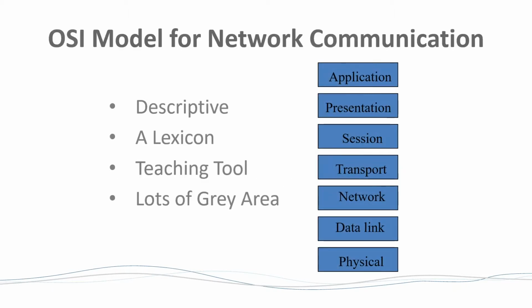We're talking about layers 1 through 3. Well, what does that mean? Well, layers 1 through 3 refer to part of the OSI model for network communication.